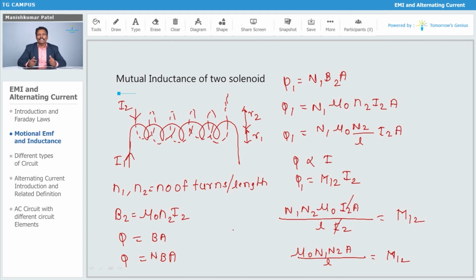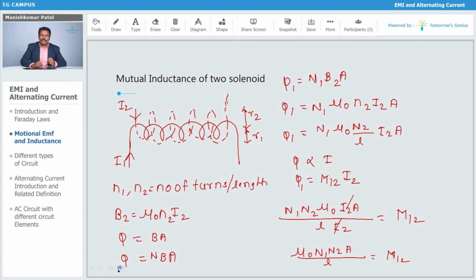We can do exactly the same thing the opposite way. First calculate the magnetic field along the axis of the first solenoid. Then check the flux linked with the second one, and from that you have to calculate the mutual inductance. You will get the same expression, mu 0 N1 N2 A upon L.